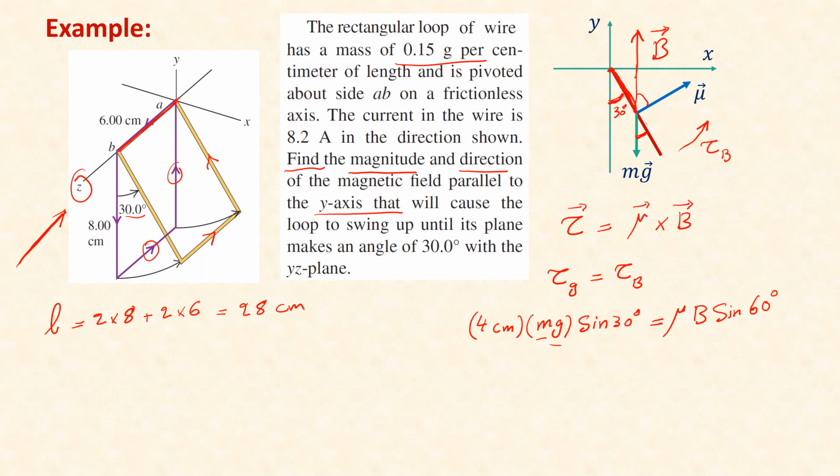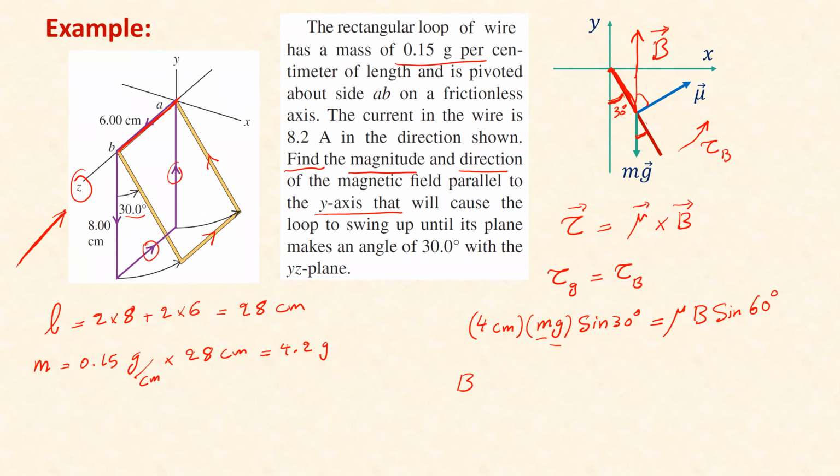And then 0.15 grams per centimeter. So the mass will be 0.15 gram per centimeter times 28 centimeter. So you can calculate that. 0.15 times 28, you get 4.2 grams. Right? And 4 centimeter is, we can write everything in SI units and solve for B.